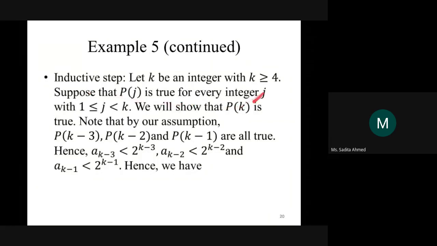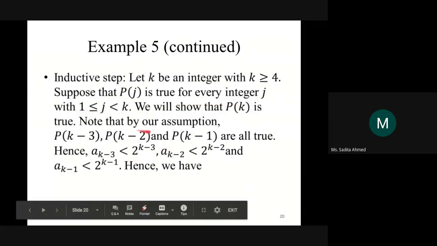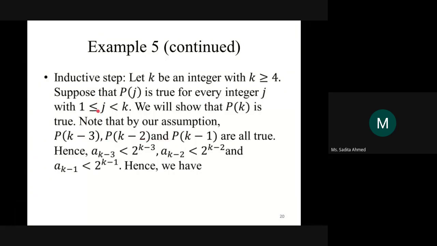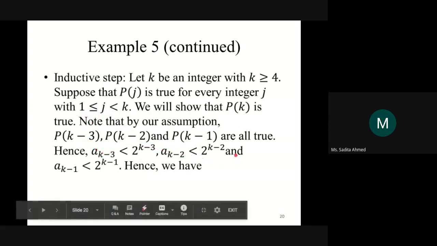So basically we have to prove that pk is true. Okay, now k minus 3, k minus 2, k minus 1: are they covered in this range? Yes, because k minus 3, k minus 2, k minus 1 are all less than k, and we know from the assumption that for all values starting from 1 and less than k the statement is true. We have to prove that the statement is true for k. So k minus 3, k minus 2, k minus 1 are all within this range, so we can say that the statement is true for k minus 3, k minus 2, k minus 1.